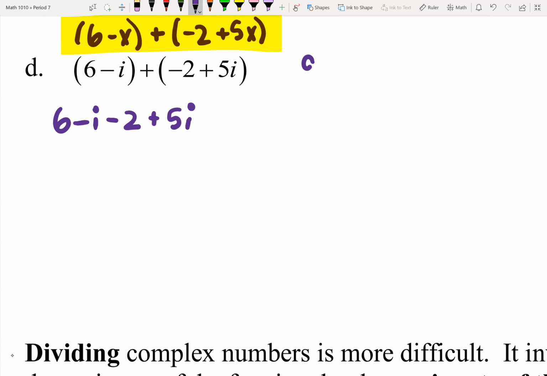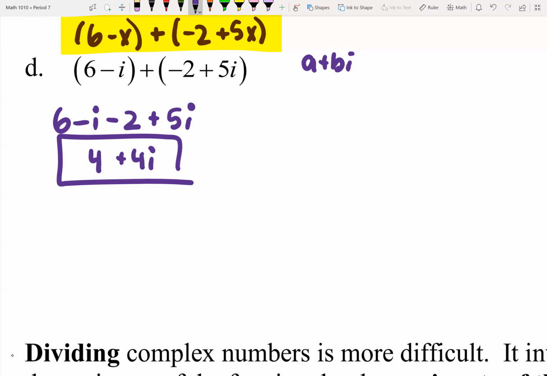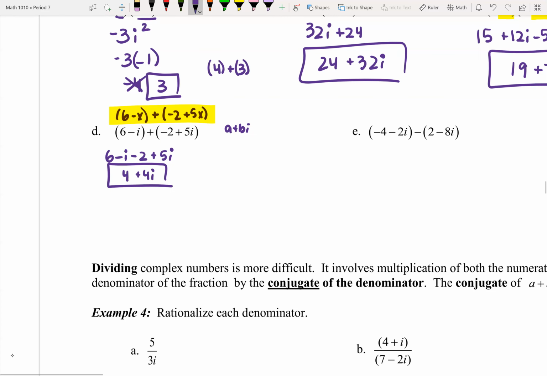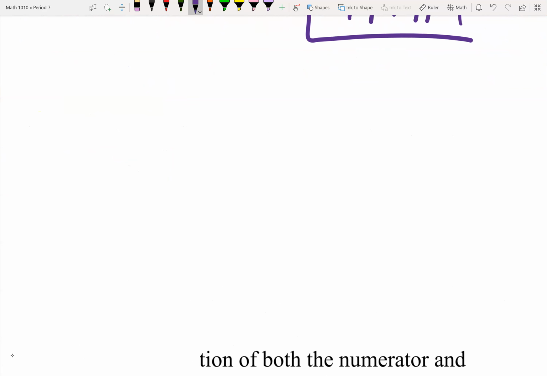And let's write it in the form of a plus bi. 6 minus 2 is 4. Negative i plus 5i is a positive 4i. Dot that i very clearly, and you're done. You already know how to do all of this. Just look at it as an x and you'll be totally fine. Okay? Okay, look at question E.